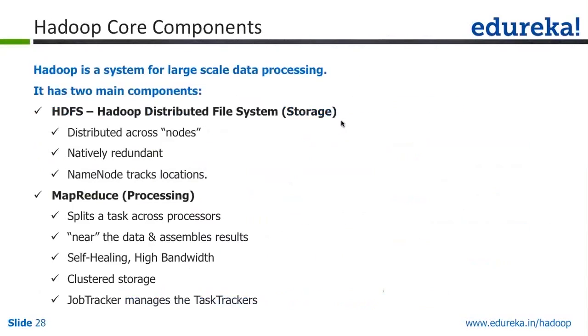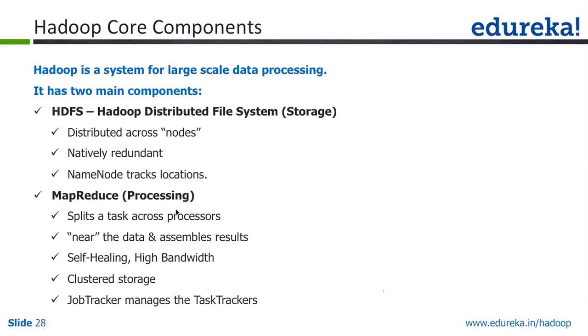Okay, so let's move ahead. Let's look at the core components of Hadoop. There are two core components of Hadoop. One is HDFS, which is the Hadoop Distributed File System. The other one is MapReduce, which is used for processing.